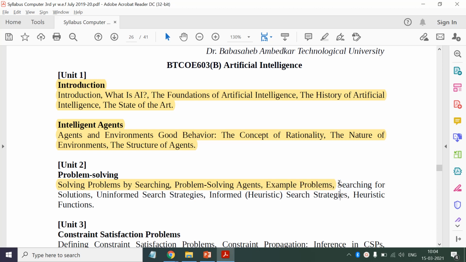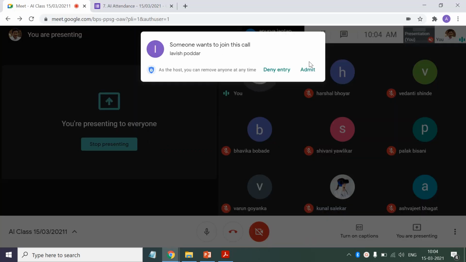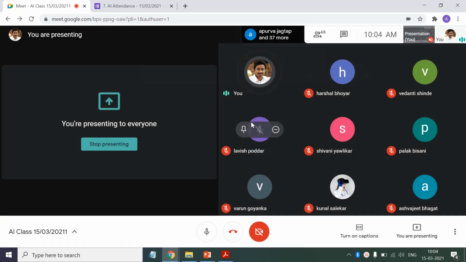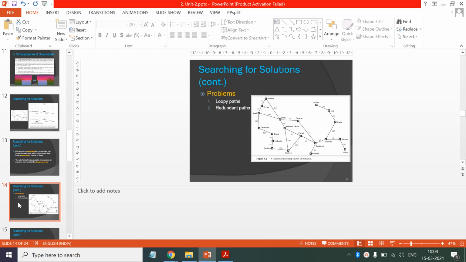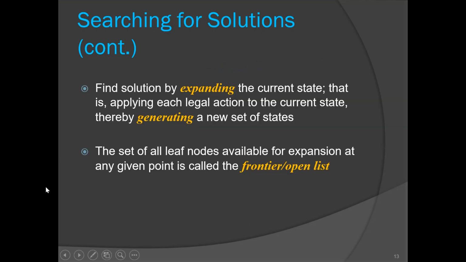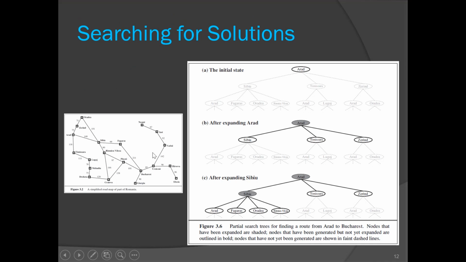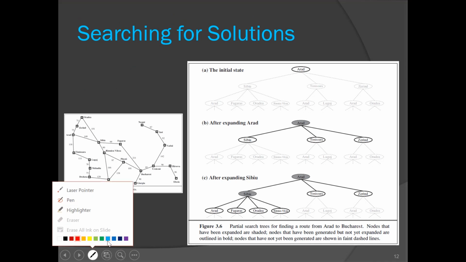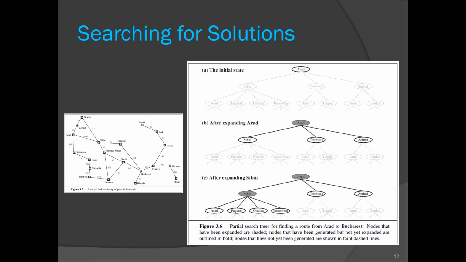So today we are going to talk about this searching for solutions topic. So here basically we are going to see how the search will progress. So consider the same example of traveling salesman problem. Here our agent wants to go from this Arad city to Bucharest city.